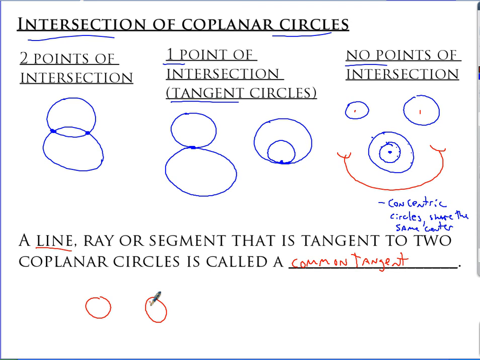Just touches them once. So I can draw a tangent line that's just going to touch this circle once and just touch that circle once. That would be a common tangent. Okay.